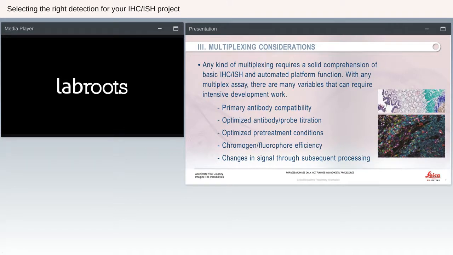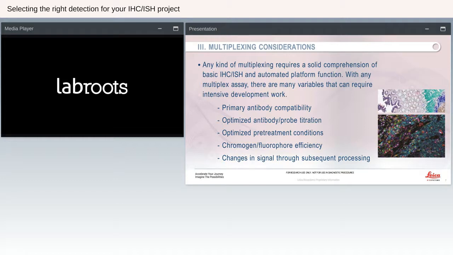Multiplexing considerations. So if you are looking to detect more than one marker on the same piece of tissue, we've got a couple colorful photos there, demonstrations of multiplexing. Any kind of multiplexing assay requires a solid comprehension of the basics of IHC, ISH, and the automated platform if you are using one. If you're using an automated stainer, you need to have a solid comprehension of its function as well, what it's capable of doing or not.